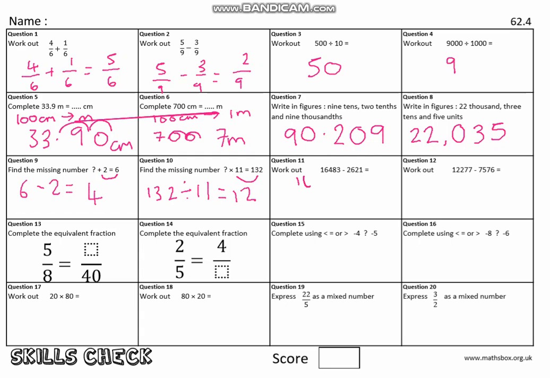So we've got 16,483 minus 2,621. Now make sure they're lined up properly, okay? So 1 from 3 is 2. 2 from 8 is 6. 6 from 4. Oh dear, we can't do that one. So we're going to borrow from the 6. We'll make that into a 5. We'll borrow the 10 from there, making that 14.